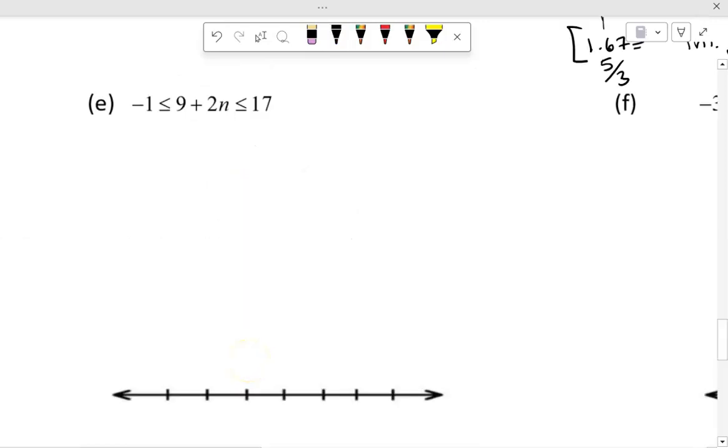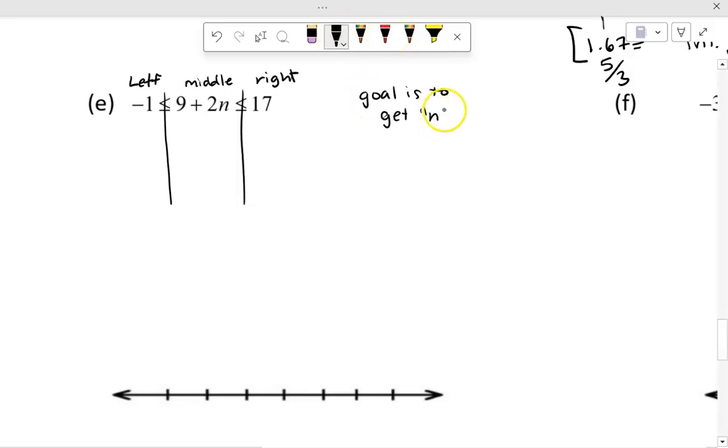E is the last problem I'm going to do from this example, and the reason E is a little bit different is you have two signs, and whatever you do to one side you want to do to all sides. But this time you have a left side of an inequality, a middle, and a right side. So whatever you do to the left side, you're going to do to the middle and the right. You have to do the same thing to all three sides. And the goal is to get n in the middle alone.